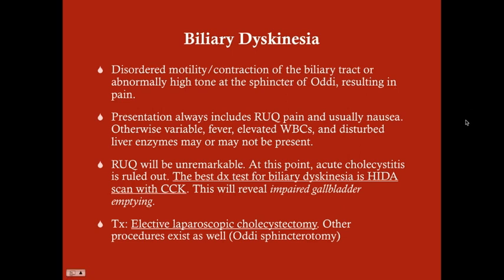And you're going to do the HIDA scan with CCK, cholecystokinin. And what cholecystokinin does is it's supposed to contract the gallbladder to get the bile out. And if your gallbladder is not working properly, what you will wind up with is impaired gallbladder emptying. The treatment for this, if the HIDA comes back abnormal, is elective laparoscopic cholecystectomy. Other procedures exist as well, but this would be your procedure of choice.